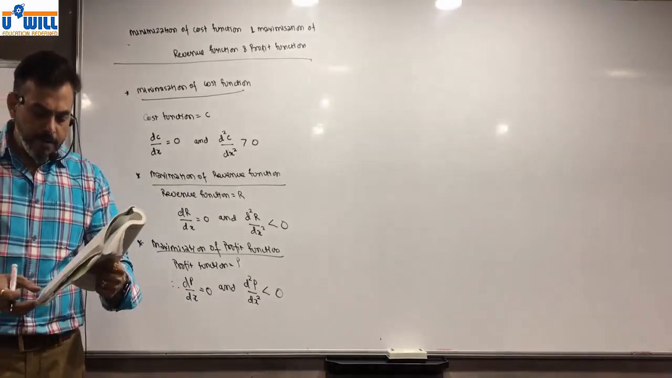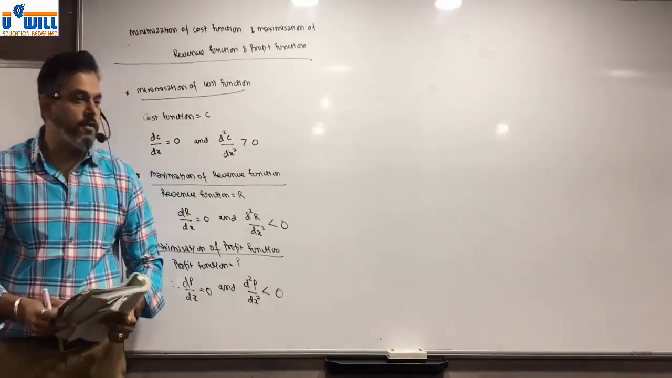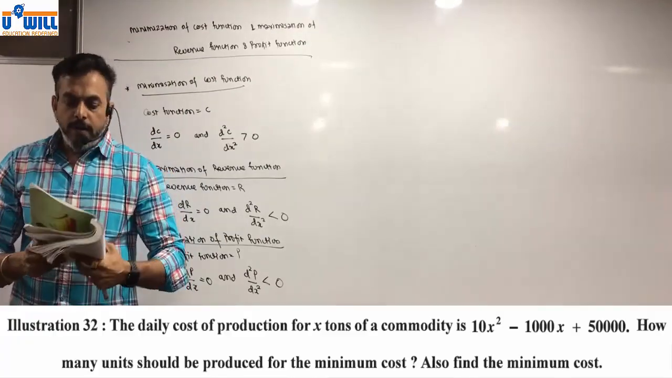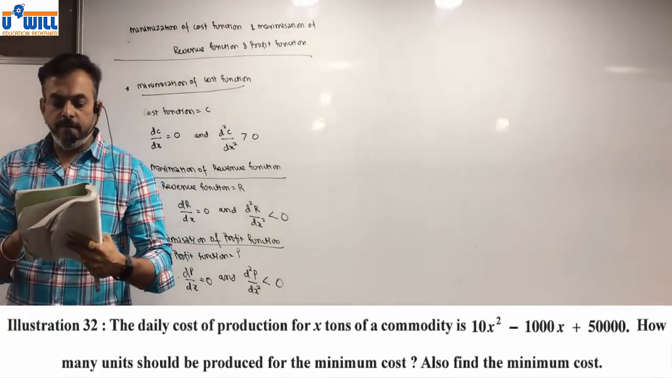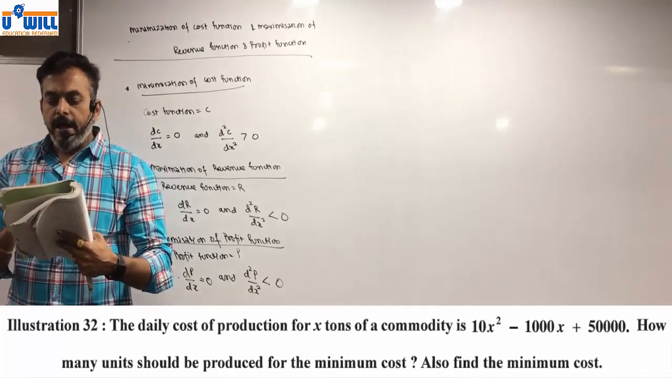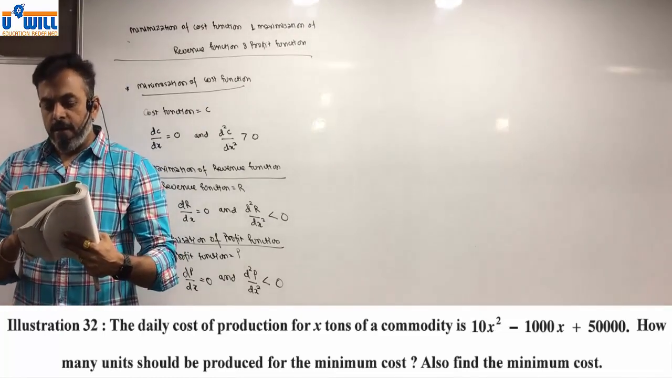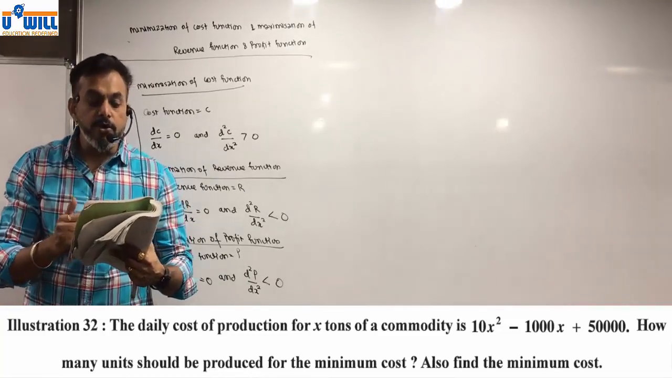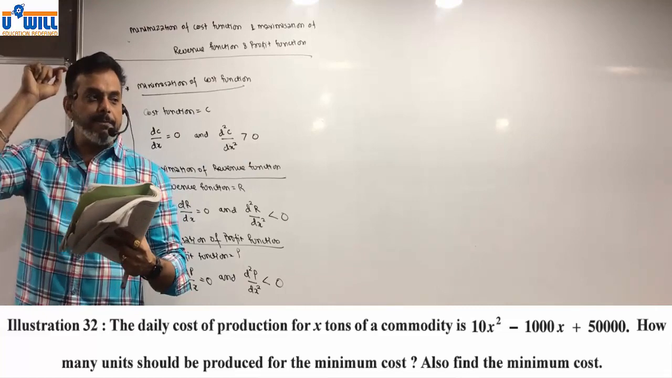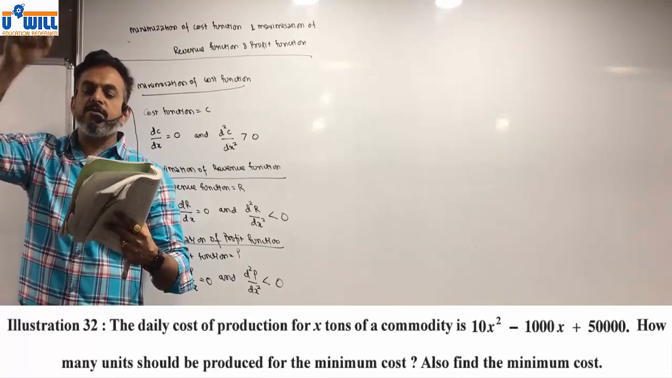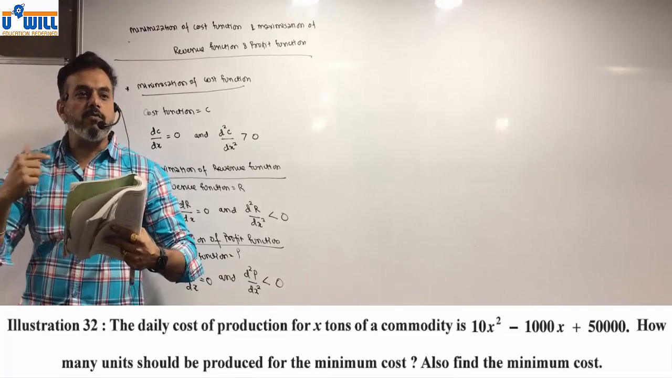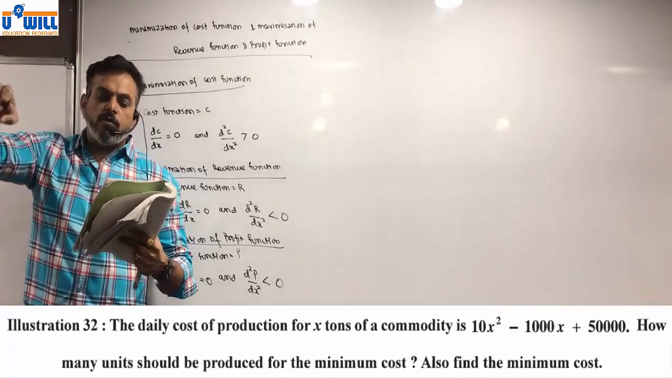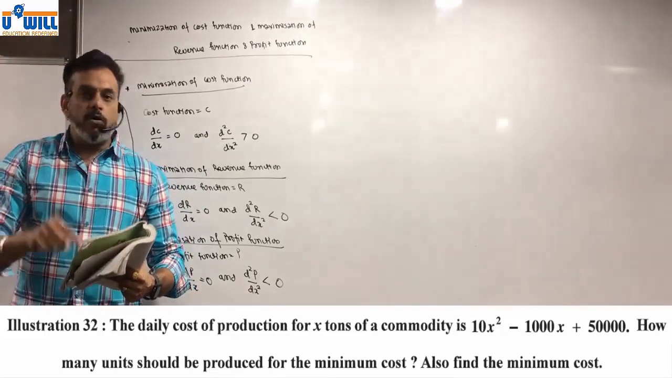ओके, पेज नंबर 191, illustration 32. The daily cost of production for X ton of commodity is 10x square minus 1000x plus 50,000. How many units should be produced? Question बराबर पढ़ना. यहाँ पे पूछा है how many units should be produced. It is asked that we have to find out how many units are to be produced for minimum cost, and also find the minimum cost.